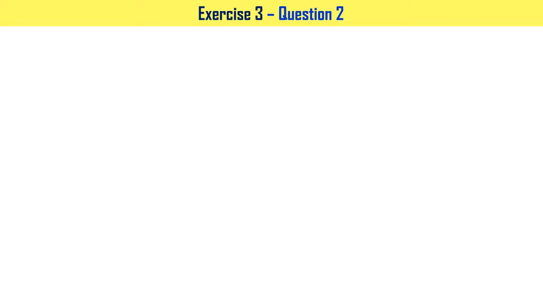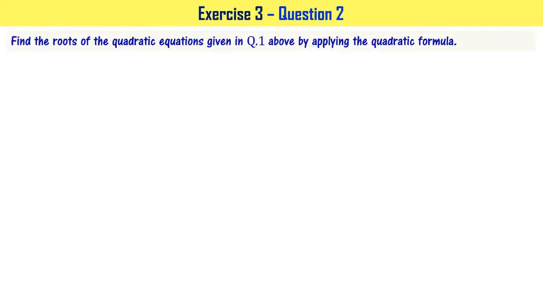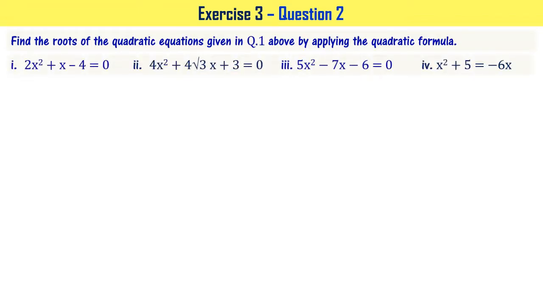Question number 2 is find the roots of the quadratic equations given in question number 1 above by applying the quadratic formula. We have to use the quadratic formula to find the roots of the quadratic equations given in question number 1, right? What are those equations? We have 4 equations. We have to find the roots of these equations using the quadratic formula. Let's start with the first one. 2x square plus x minus 4 equal to 0.